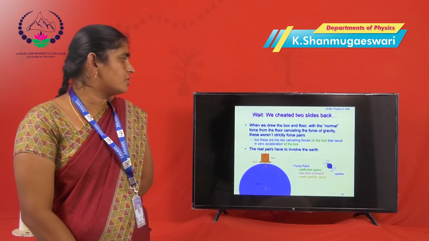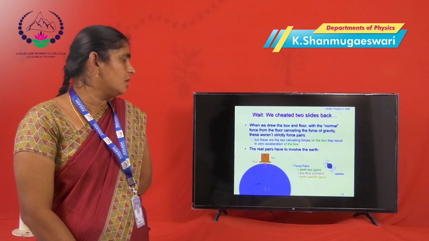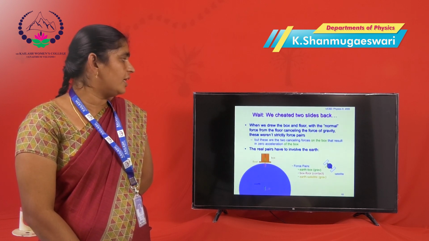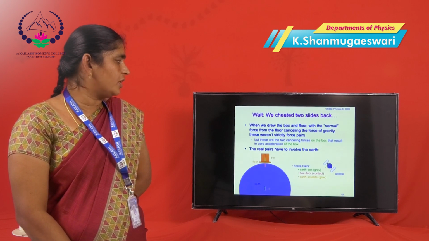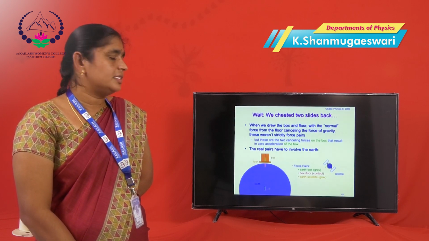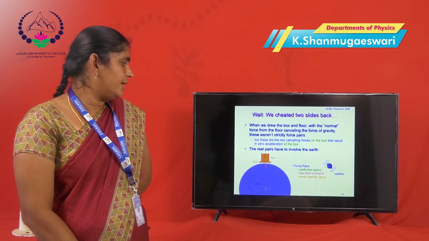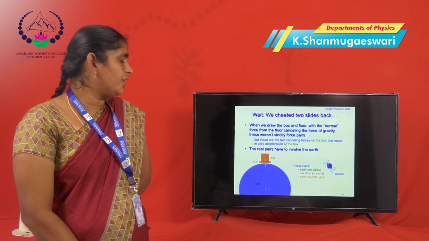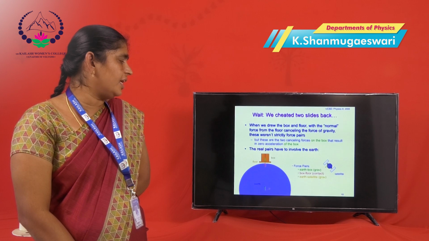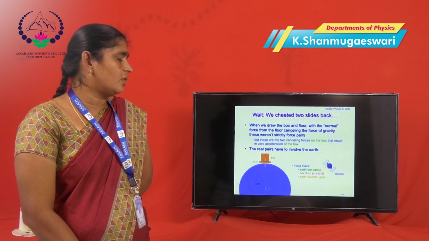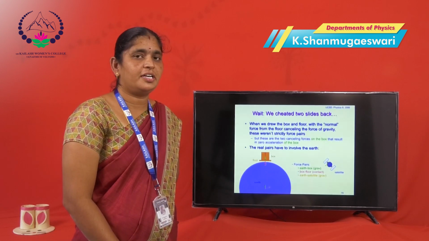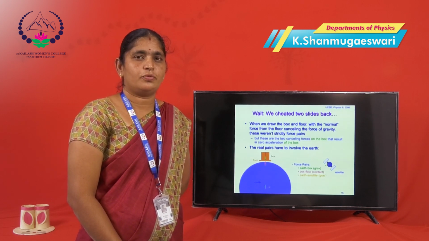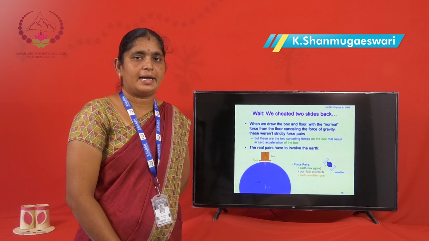When we draw the box and floor with the normal force and an equal force or interaction equal to the gravity, the real pairs have to involve the earth. Consider the box, and consider the earth and the box. In between is the distance d; calculate the two sides of the forces. Finally, we conclude Newton's second law, Newton's third law, and force, mass and acceleration.